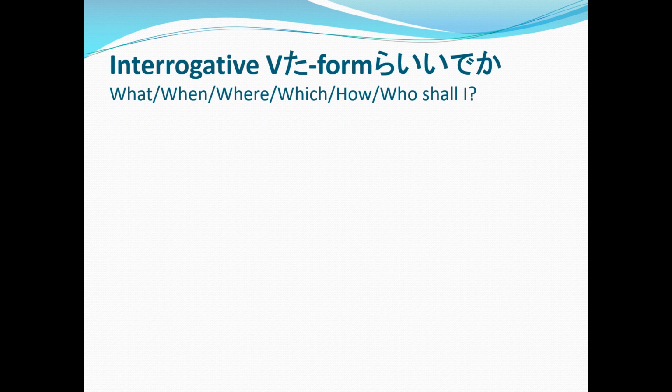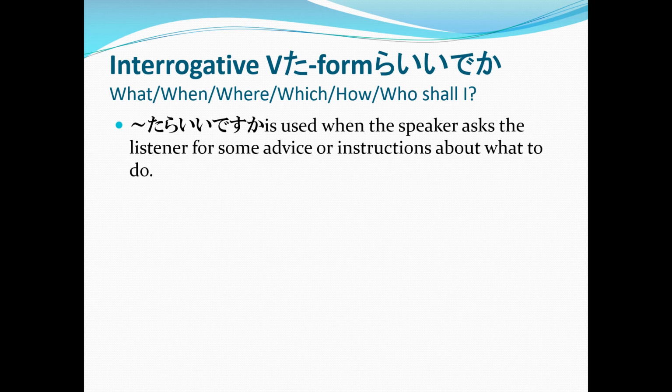Now, let me introduce you to the interrogative verb ta form rai desu ka? Or what, when, where, which, how, who shall I? So, tarai desu ka is used when the speaker asks the listener for some advice or instructions about what to do. Using the interrogative verb tarai desu ka means that you are asking for some advice or instructions.